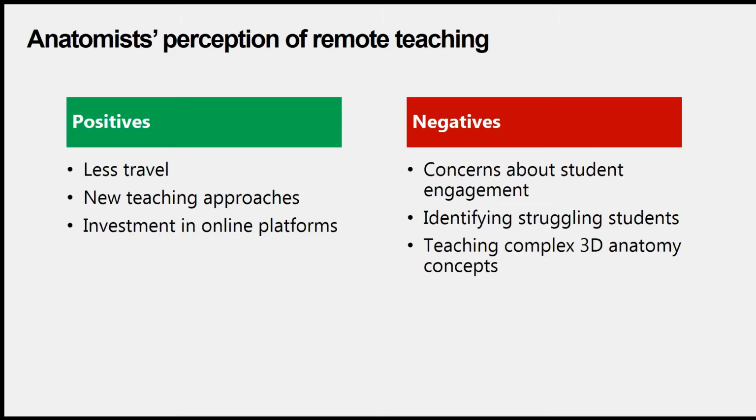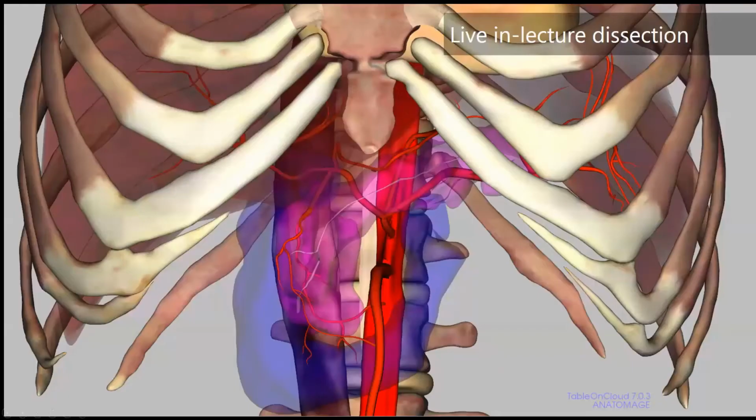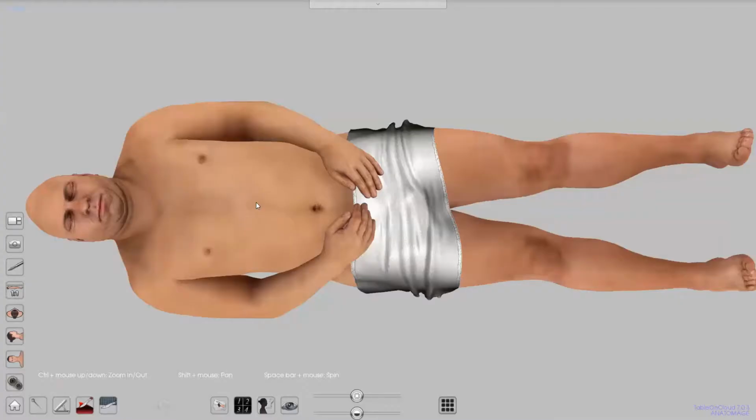And of course, the main reason for this talk is more about how we delivered that understanding, that really complex three-dimensional spatial awareness understanding. And Anatomage has been really helpful with that. So what I want to talk about now is how the Anatomage system can help us move towards a blended learning teaching approach in future. So I'm now just going to flip to the table on the cloud.